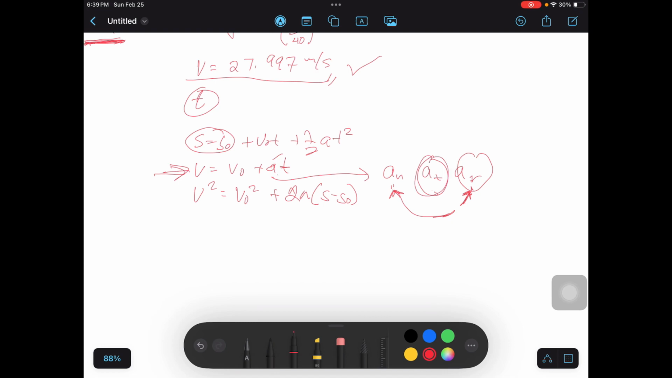So, let's substitute. V is 27.997 equals 0 yung VO plus AT. What is our AT? 4. And then T. So, T is yung missing natin. And makukuha na natin siya. 7 seconds. This is the time na ma-reach ng particle ang acceleration, resulting acceleration of 20 meter per second squared.